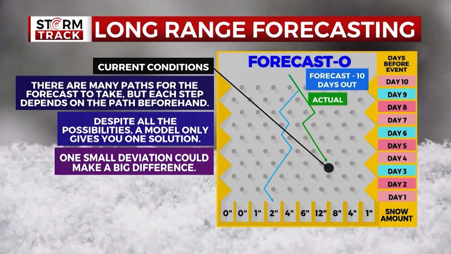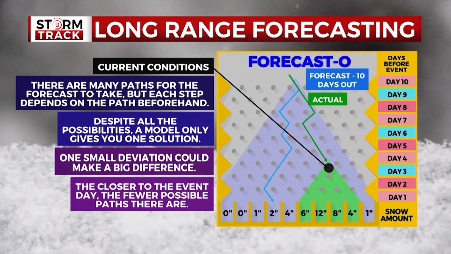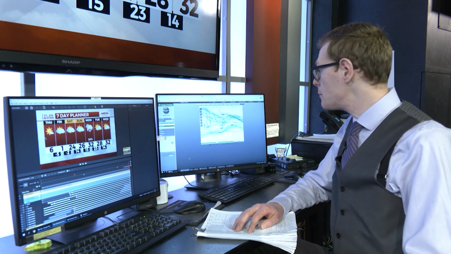One small deviation could make a big difference. The closer to the event day, the fewer possible paths there are. Even so, there isn't one clear solution. As meteorologists, we take that variability into account and apply our understanding of the atmosphere to create a customized forecast. That room left for interpretation is why the forecast can sometimes look different from one source to another.